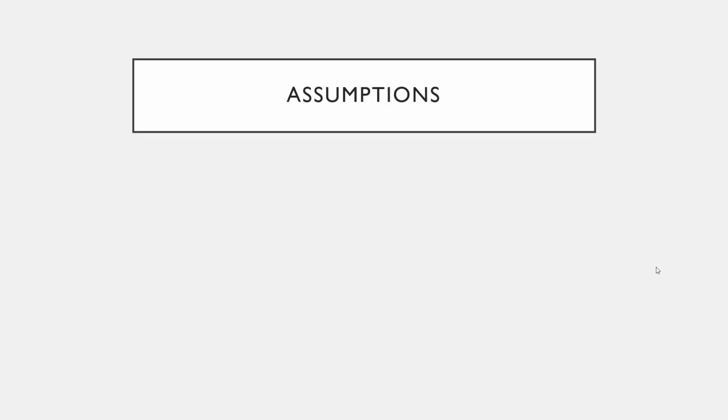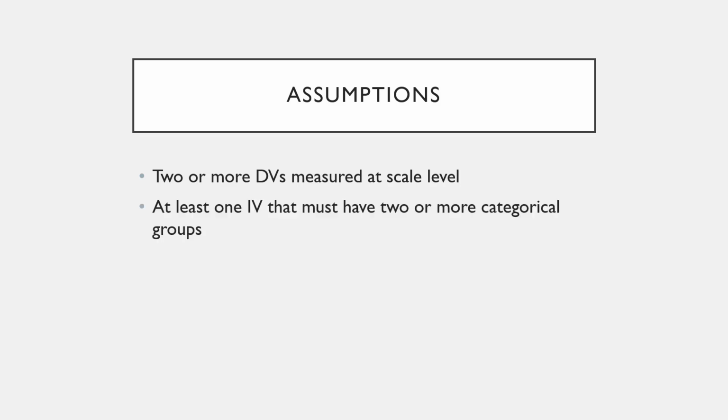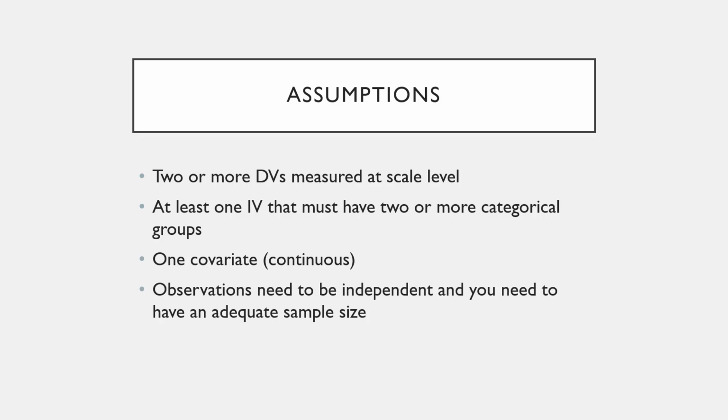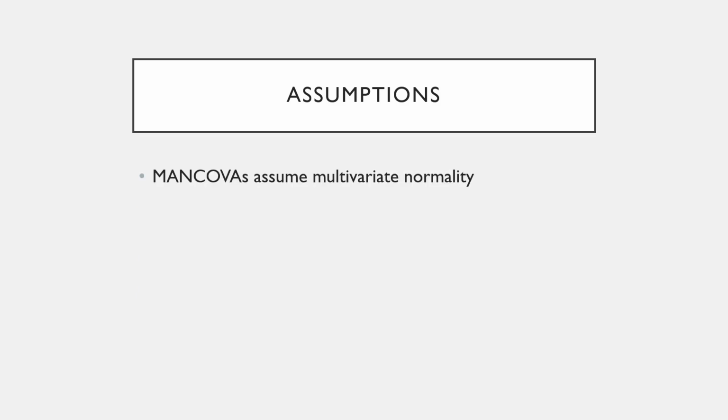Okay, like with everything, we have some assumptions. The first is that two or more dependent variables are measured at scale level, so that's interval or ratio. At least one independent variable that must have two or more categorical groups, one covariate that's continuous. Observations need to be independent and you need to have adequate sample size.